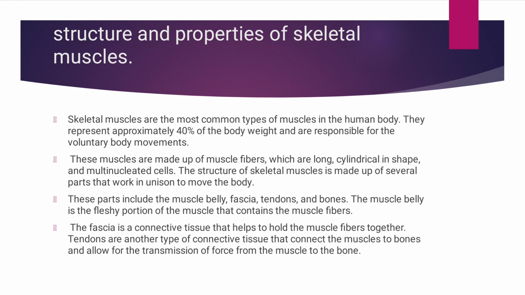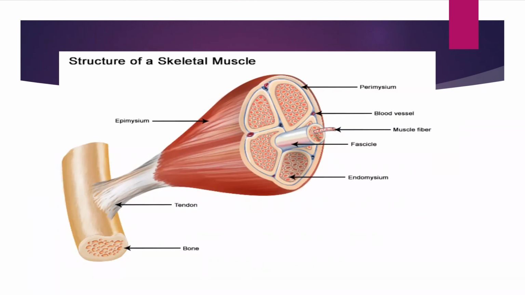Fascia is a connective tissue that helps to hold the muscle fibers together. Tendons are another type of connective tissue that connects the muscles to bones, and they allow the transmission of force from muscle to the bone. This is a diagrammatic representation of the structure of skeletal muscle.